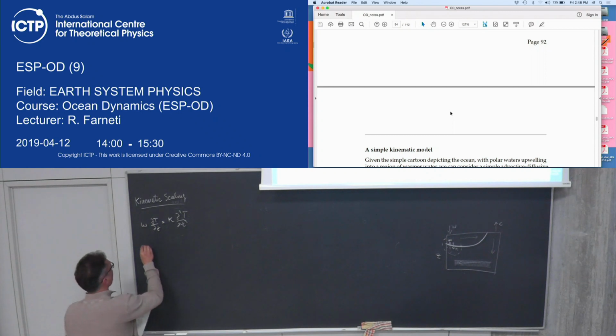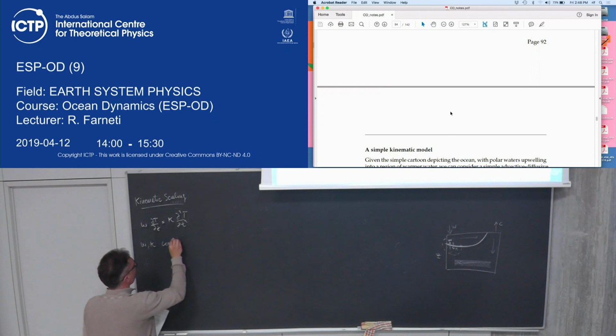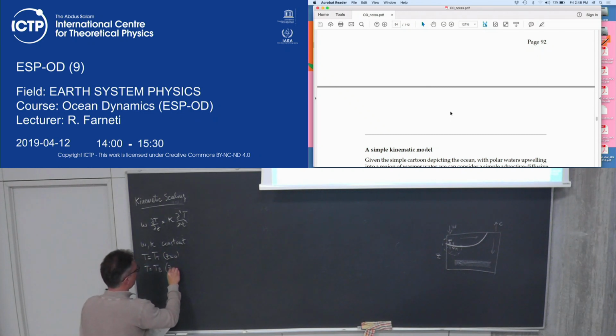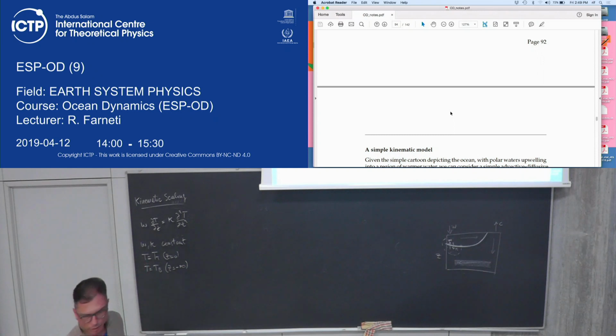So if we take vertical velocity and kappa to be constant, just to make things simple, and then we take the temperature is temperature at the top at z equals 0, and temperature is temperature at the bottom at z minus infinity. Okay, so very deep.